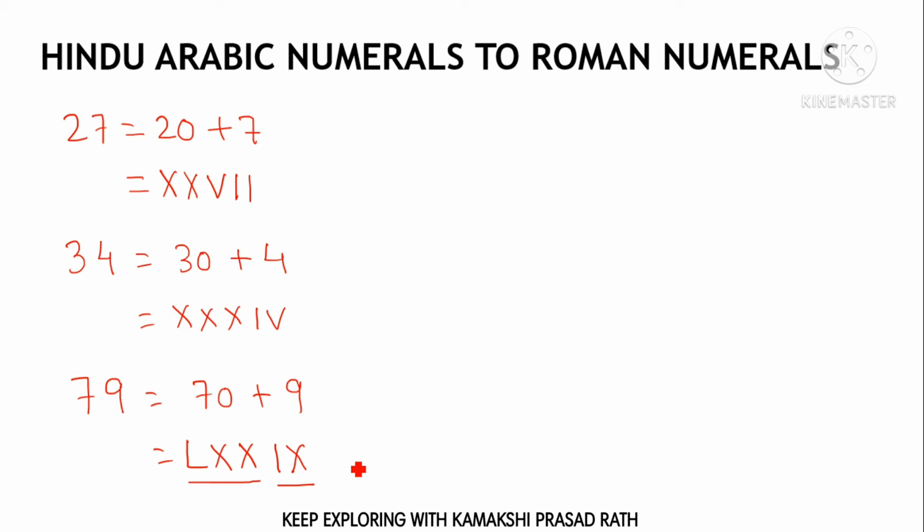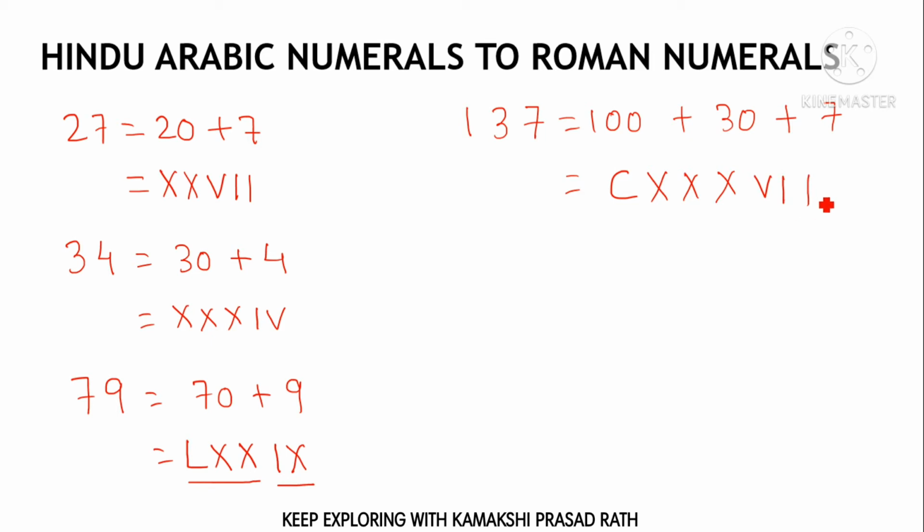Now next, we will use some bigger numbers. Suppose we take 137. So 137 can be written as 100 plus 30 plus 7. 100 is nothing but C, 30 we know, XXX. And 7 means V, I, I: 5 plus 1 plus 1, VII. That is 7.